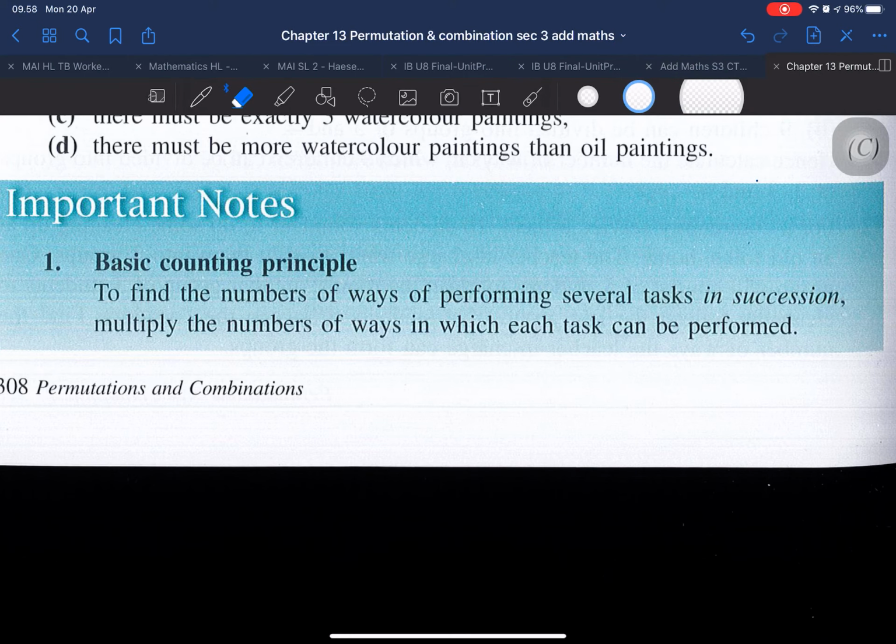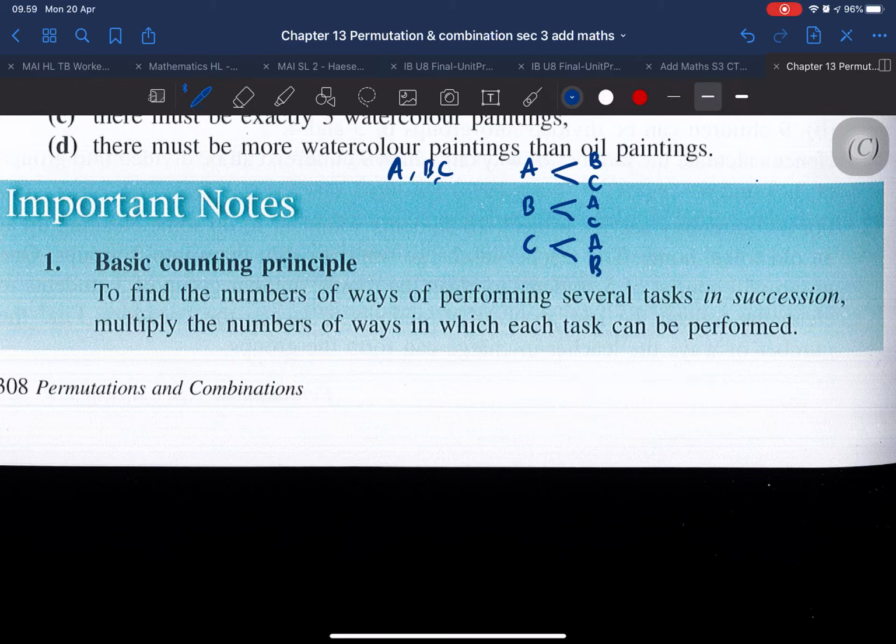So let's say we're going to arrange three different dresses, A, B, and C. What are the possible arrangements? Basically, we make a list first. After A, it could go to B and C. From B, it could go to A and C. From C, it could go to A and B.